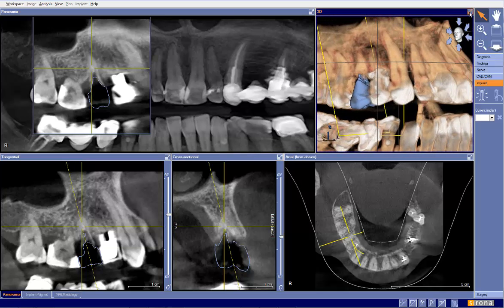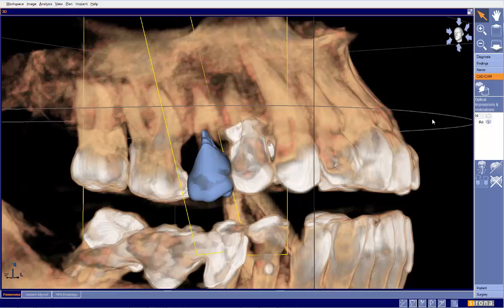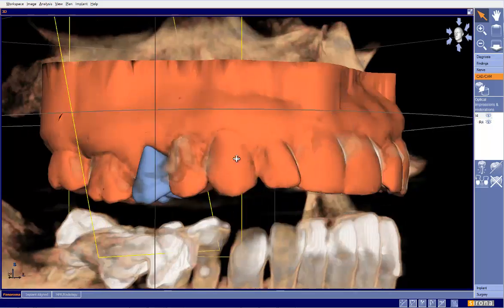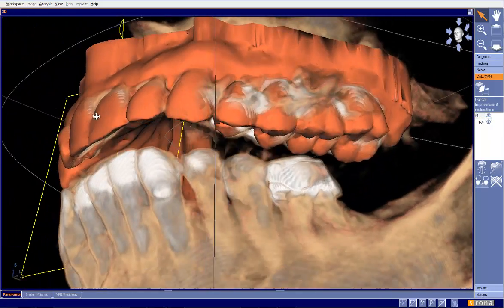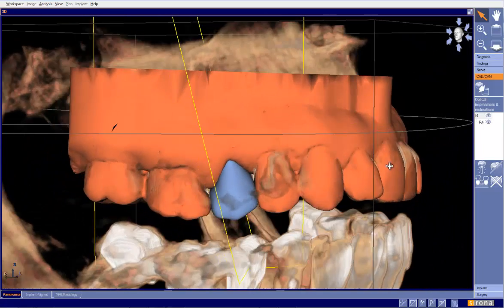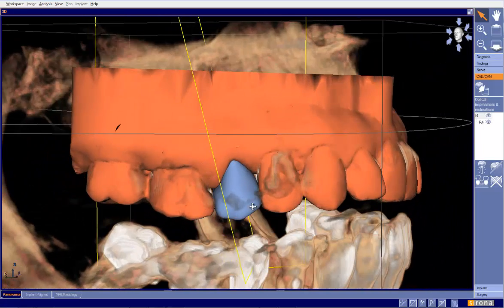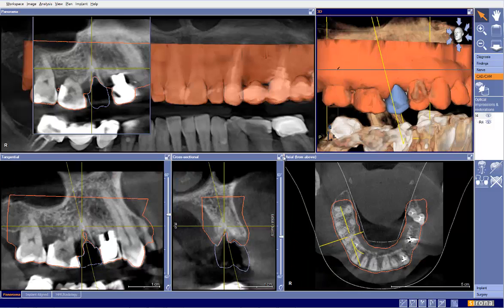This case was submitted with CEREC data. And looking at the scan, we can see that we have a full arch here. It's well integrated. We have a very well planned restoration here. So that makes everything nice.